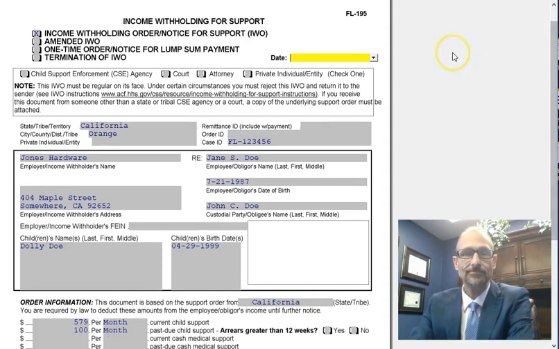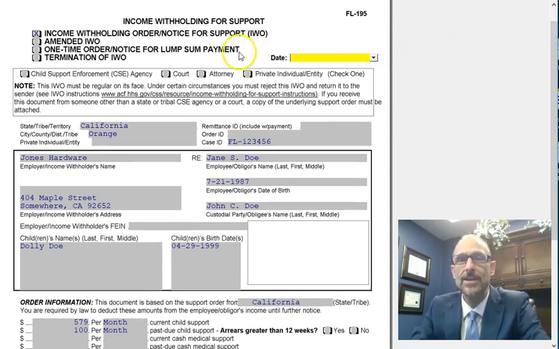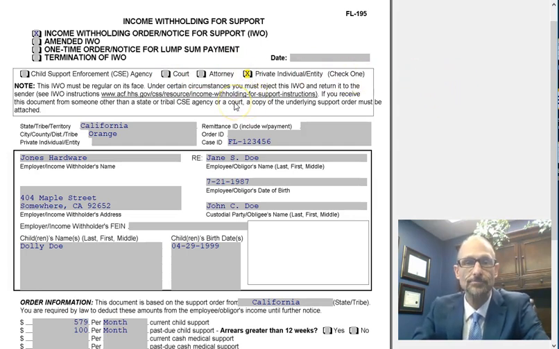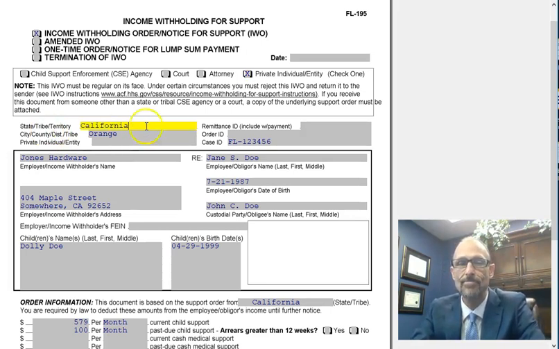You're going to slide down. Now, they're asking if you are either the Department of Child Support Services Agency. You are not. You're also not the court, and you're not an attorney. You're going to mark private individual entity off to the right. Now we're moving on. The next section asks for the state, tribe, or territory. You're going to put California in there.